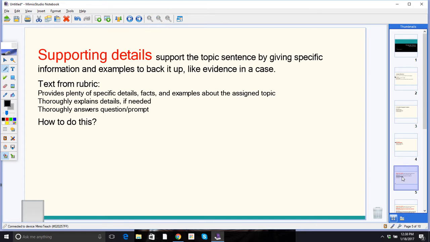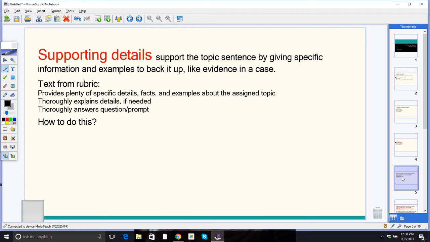So let's talk about supporting details for a minute and what supporting details are. Supporting details support the topic sentence of a paragraph by giving specific information and examples to back it up, like evidence in a case. So, if you think about it this way, we are learning about how to write a really strong paragraph.